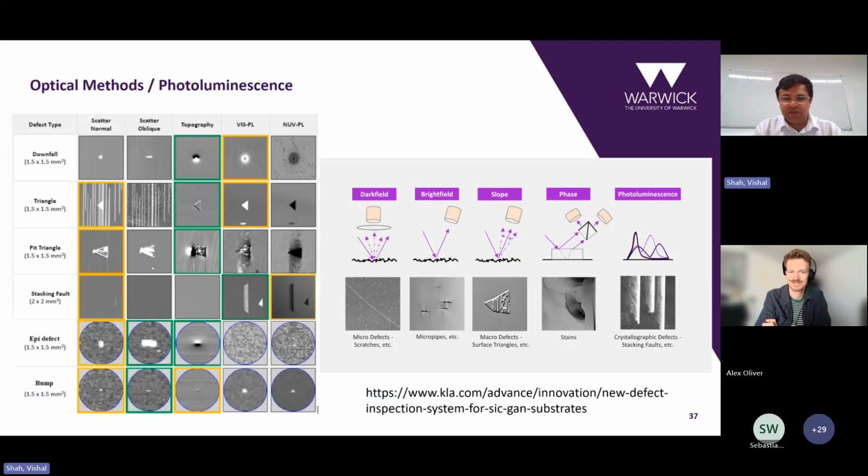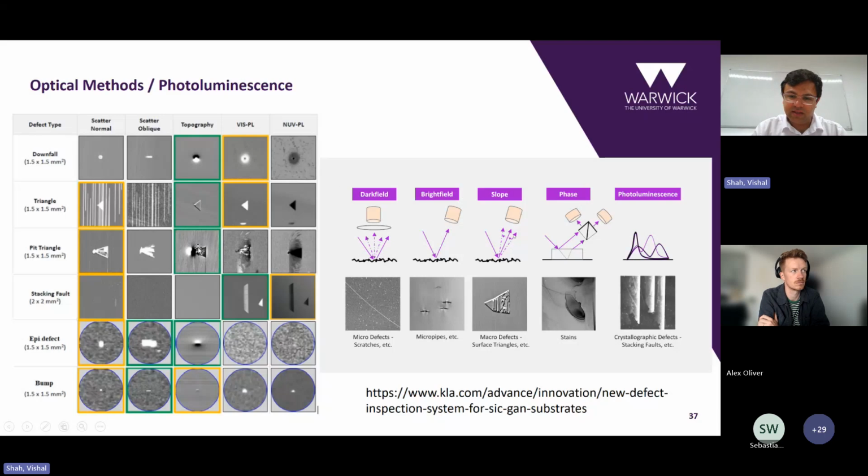Another big technique which has come in, which has not had a tremendous amount of focus on standardization, is photoluminescence. That is where you put a laser light onto the semiconductor, it absorbs it because it's above the band gap, and then it re-emits light based on the type of defect that you have on the substrate. But what is really useful, and this is from KLA, is that you can actually perform other measurements whilst you're doing this photoluminescence, which is a light-based technique.